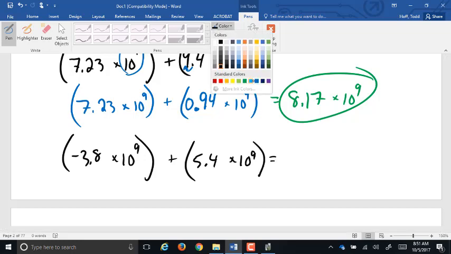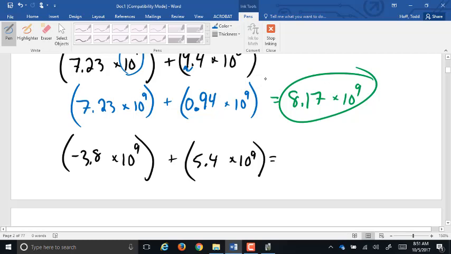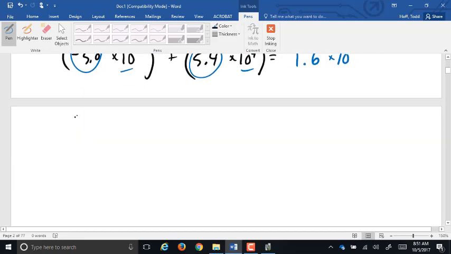It's my job. So now here, we've got negative 3.8 times 10 to the 9th plus 5.4 times 10 to the 9th. We do have the same power of 10, so we can combine them. What is negative 3.8 plus 5.4? 1.6, right? Times 10 to the 9th. So that's not even so bad. Subtraction follows the same rules.